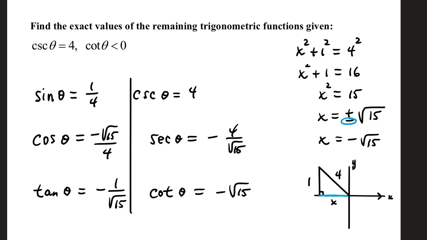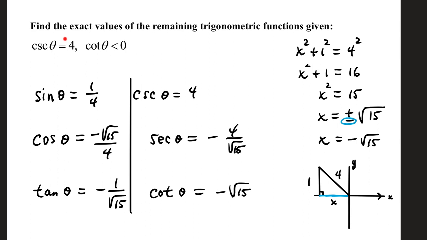Find the exact values of the remaining trigonometric functions. This time we're given cosecant equals 4 and cotangent's negative. Because cotangent is the reciprocal of tangent, it will be negative in the same quadrants tangent's negative in. Tangent is negative in quads 2 and 4 because your x and y coordinates differ by signs. And when you divide two numbers, one positive, one negative, your result's negative.